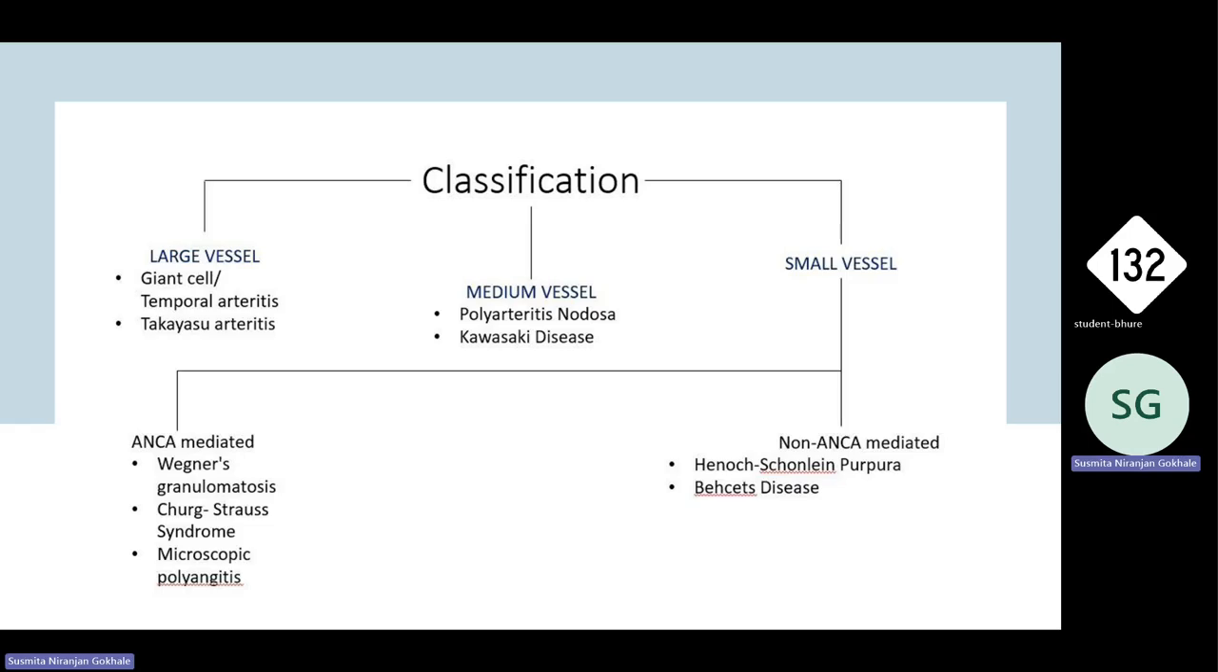Next, there is vasculitis which affects the medium vessels. So there is polyarteritis nodosa and Kawasaki disease. Then there is the arteritis that affects the small vessels. It can be ANCA mediated or non-ANCA mediated. What are ANCAs? ANCAs are anti-neutrophil cytoplasmic antibodies. They can be of two types: PANCAs and CANCAs. The ANCA mediated arteritis includes Wegener's granulomatosis, Churg-Strauss syndrome and microscopic polyangiitis. And the non-ANCA mediated includes Behçet's disease and Henoch-Schönlein purpura.